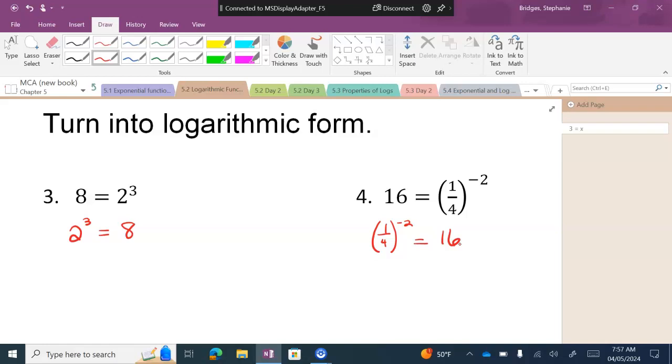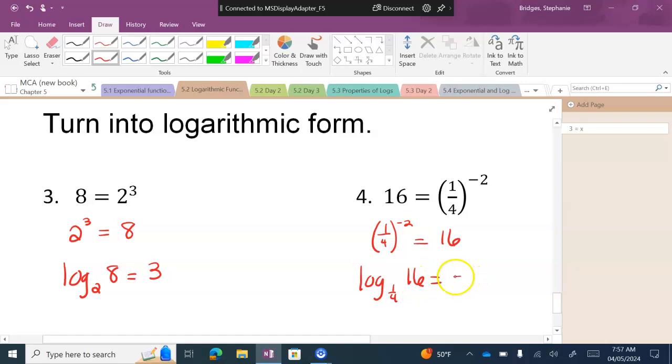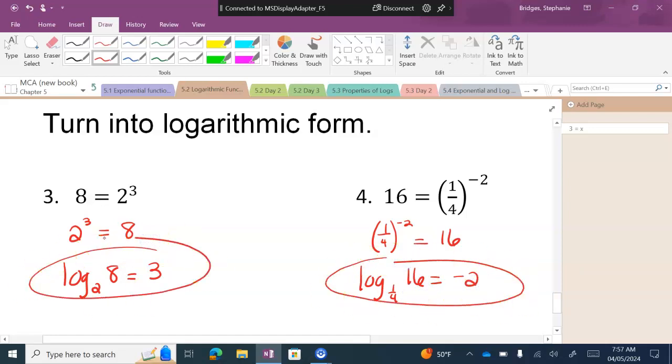So what would the number 3 look like? Log what? Log base 2 of 8 equals 3. And then the fourth one, log base 1/4 of, equals. Any questions?